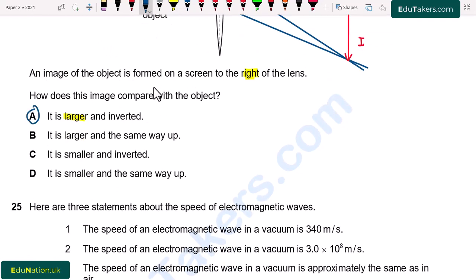Other options are B. It is larger and the same way up. It is incorrect. C. It is smaller and inverted. It is not smaller, so it is also incorrect. D. It is smaller and the same way up. It is also incorrect because the image is larger.